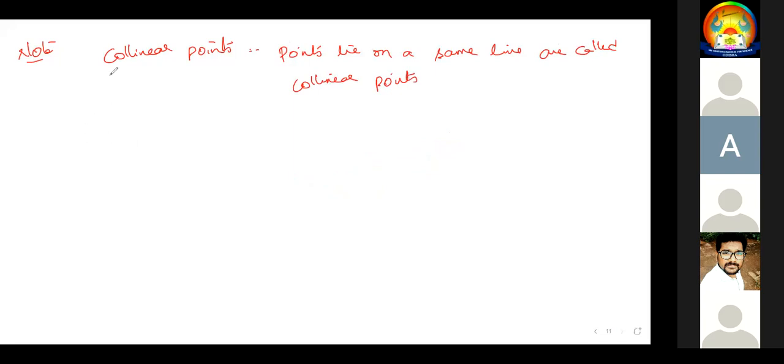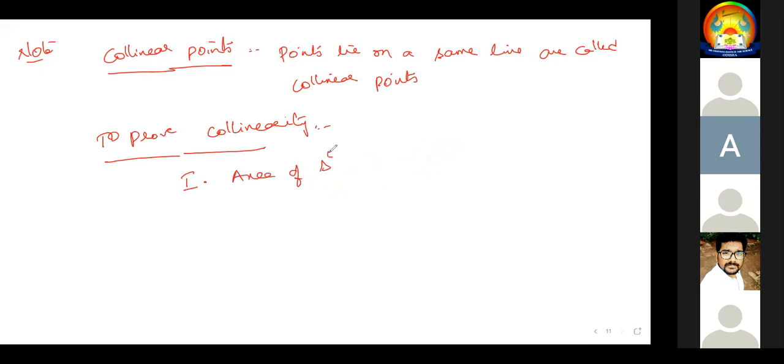So how to prove the given points are collinear? To prove collinearity, the first way is that the area of the triangle is equal to 0. The second way is that if I'm asking you to prove A, B, C are collinear, it is enough to prove that AB plus BC is equal to AC. That is, the sum of two distances should be equal to the third distance. That's how we can prove 3 points are collinear.